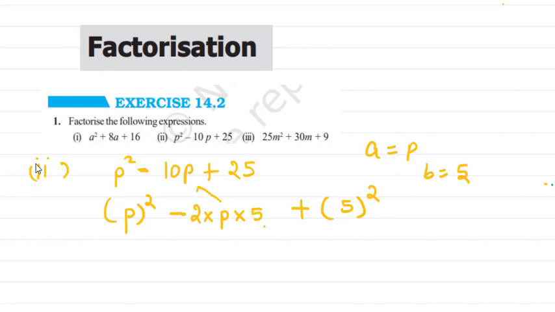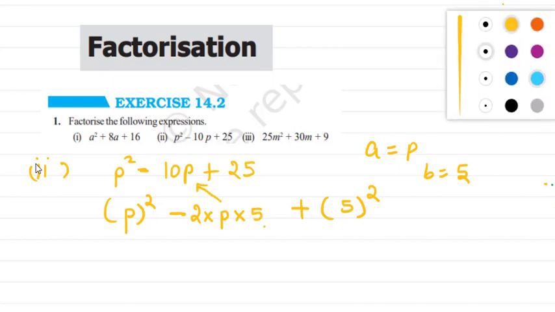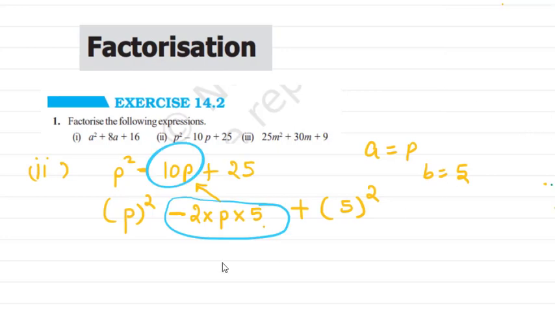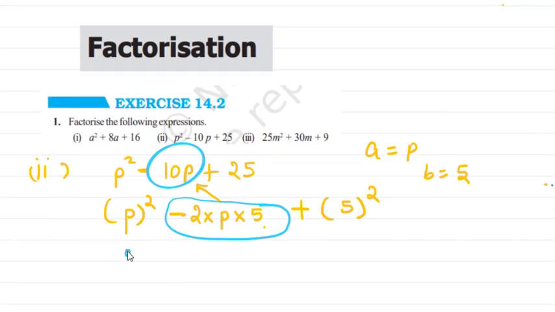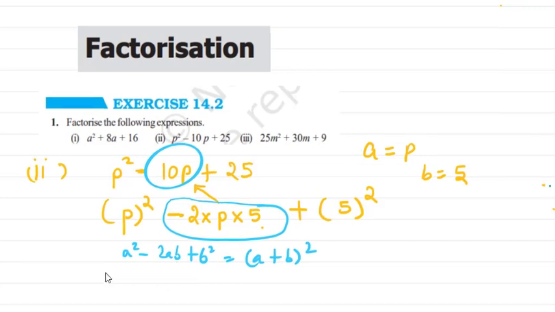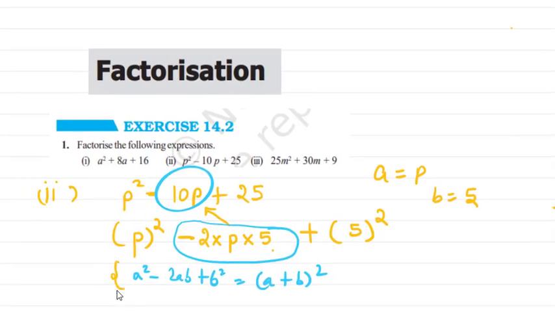Okay, now you can see these two things are both the same, and you know that a square minus 2ab plus b square is equal to a minus b whole square. So hence you can say that this expansion, p square minus 10p plus 25, will be the expansion of p minus 5 whole square. So that's the answer here.